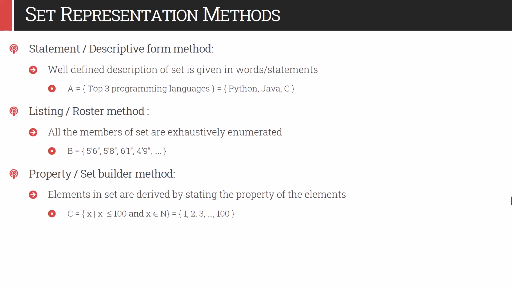Right? So we don't need to write down all the elements one by one. We can just provide this mathematical representation X, where X less than or equal to 100 and X belongs to N. So this is quite compact and very powerful representation. And most often people or mathematicians use this method to create the sets.